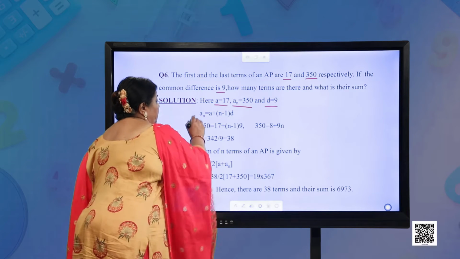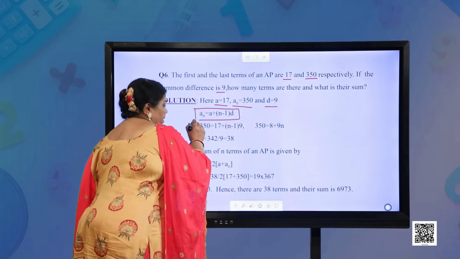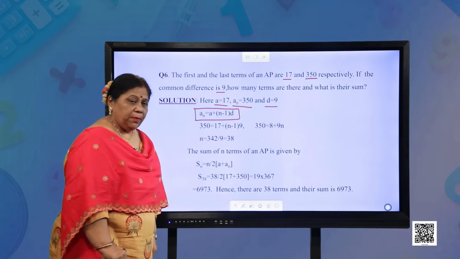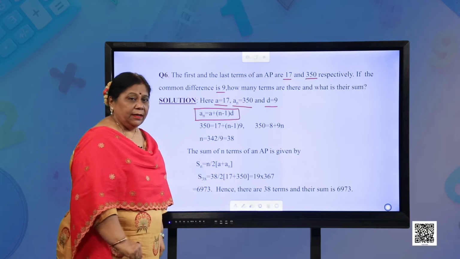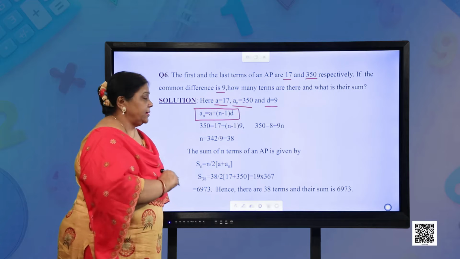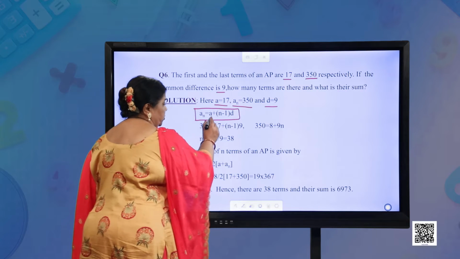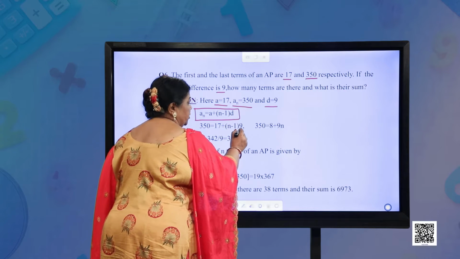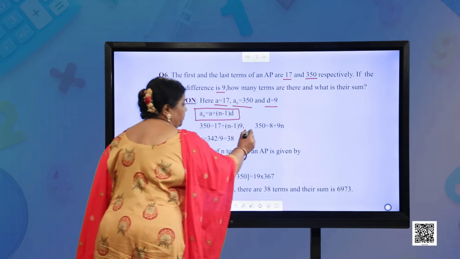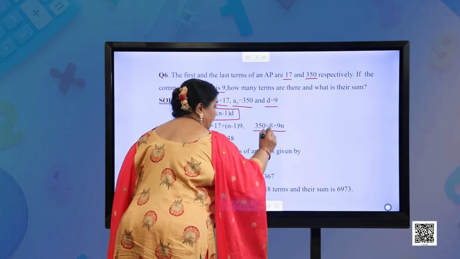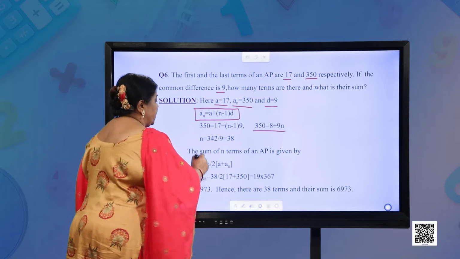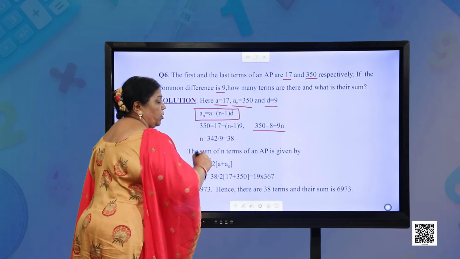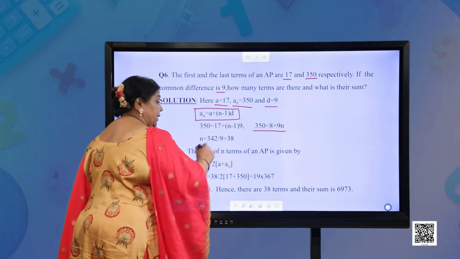I have to use this. So, I will pick up my nth term formula, that is An is equal to A plus n minus 1 into D. This is the formula to find the nth term. So, 350 is equal to 17 plus n minus 1 into 9, that is 350 is equal to 8 plus 9n. On simplification, I get n is equal to 342 upon 9, that is equal to 38.